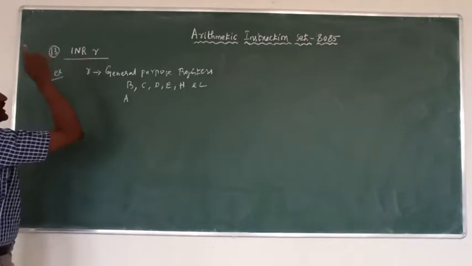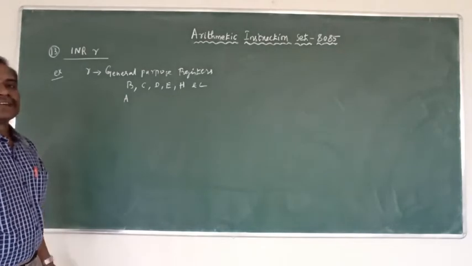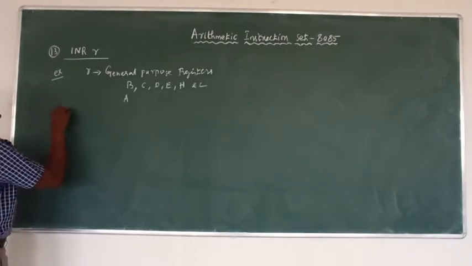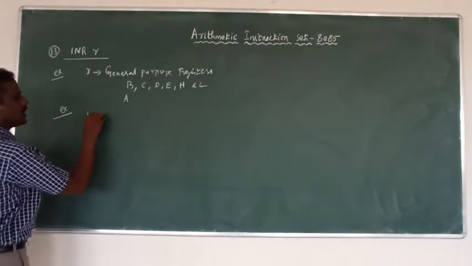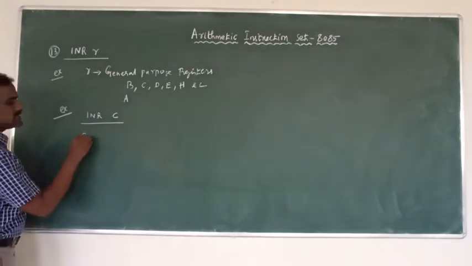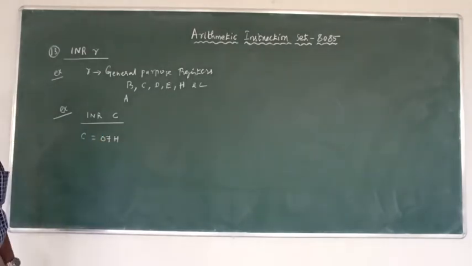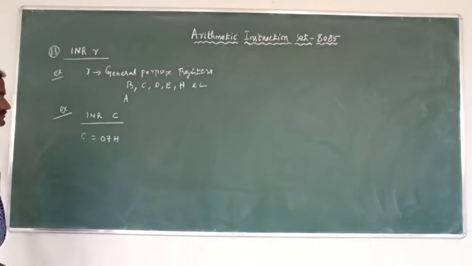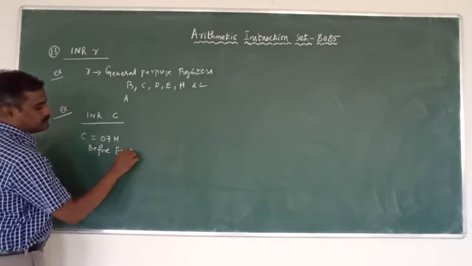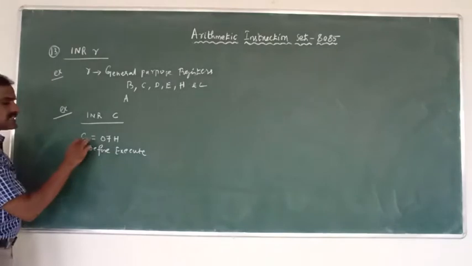Here INR r means we have to increment the 8-bit register content single time. Example, INR C. Here C equals 07H. Before we execute this instruction, C equals 07.